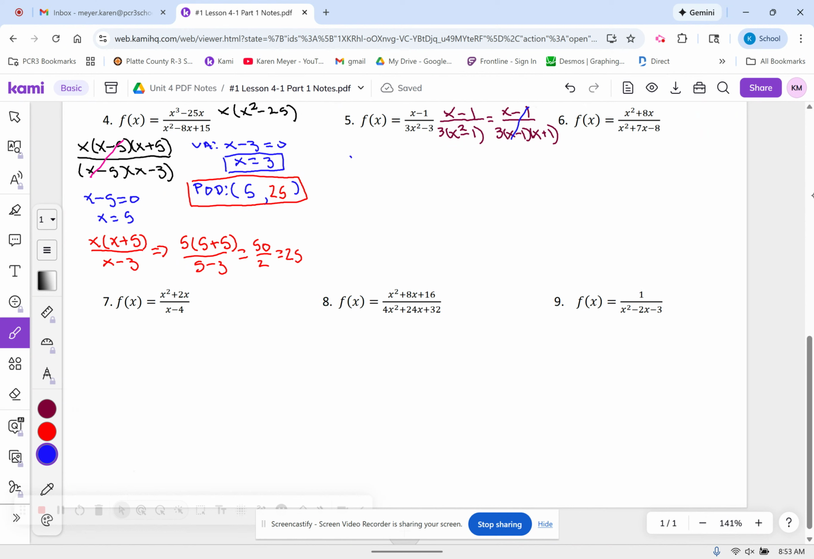For my VA, I'm going to look at what I have left on the bottom, which 3 does not count because it does not have a variable with it, so don't pay any attention to that. So I just have x plus 1 equals 0, so that would be x equals negative 1.